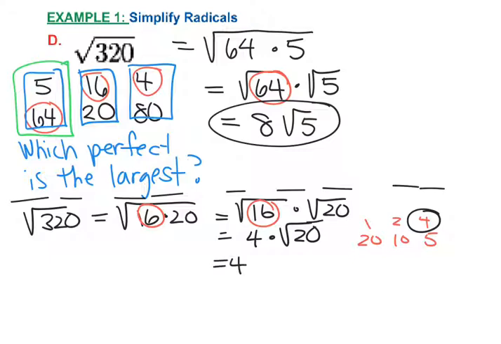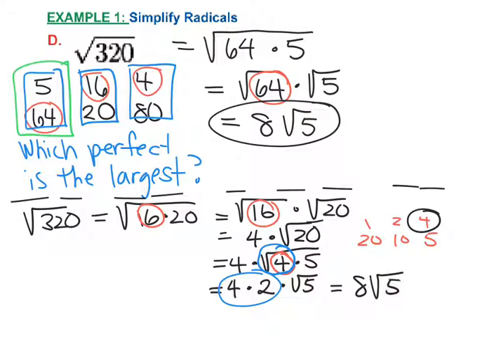So 4 on the outside times on the inside, I have the square root of 4 times 5. 4 is my perfect square. I still have 4 on the outside. Now I'm taking the square root of this perfect square. The square root of 4 is 2. And on the inside, I still have 5. Now I can combine these right here using multiplication, and I get 8 square roots of 5, which is the same answer that I have above. I just did multiple steps.